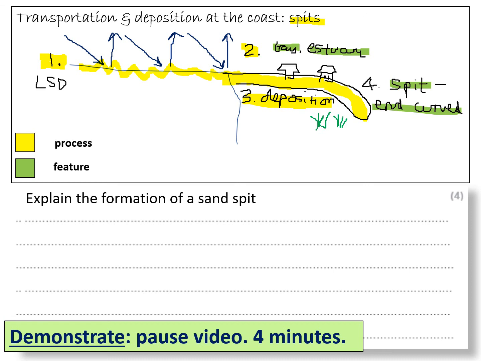So please annotate your diagrams. Make sure you've got the processes and the features marked on really clearly. And then we're going to write this up. So our question is to explain the formation of a sand spit. So what we're going to do is do things in order. First, we're going to talk about point 1. Then we talk about point 2, point 3, and then finally point 4.